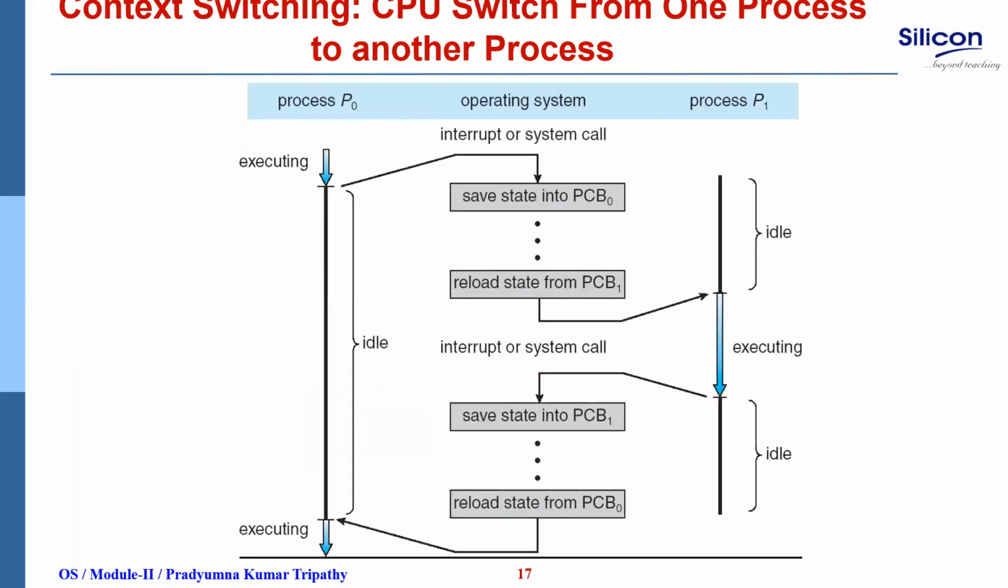Just look at this diagram. This is a very interesting diagram. Assume that I have two processes running in the system, process P0 and process P1.